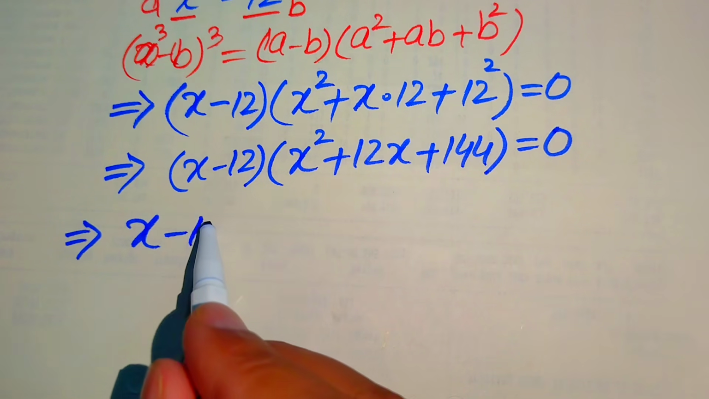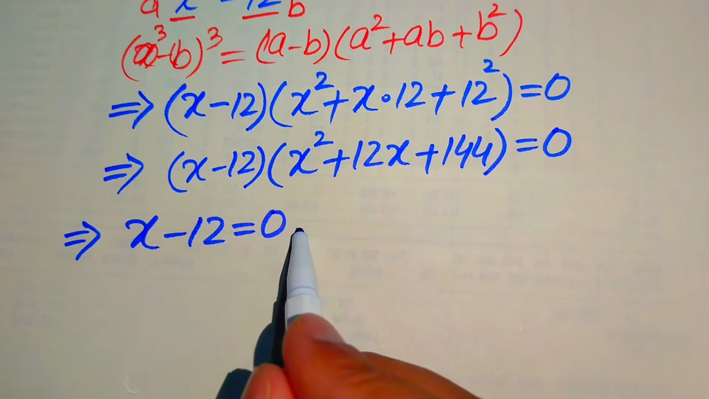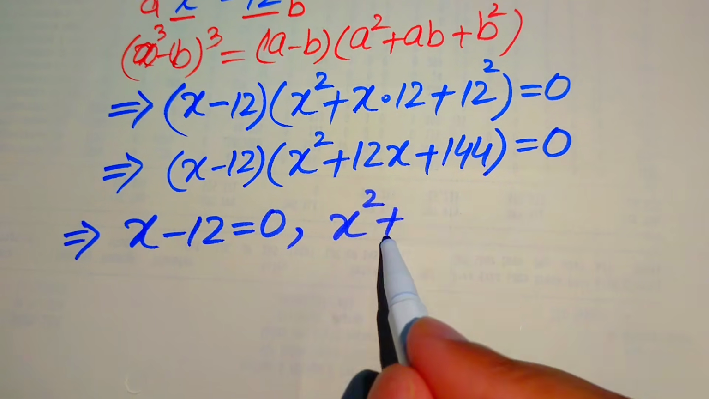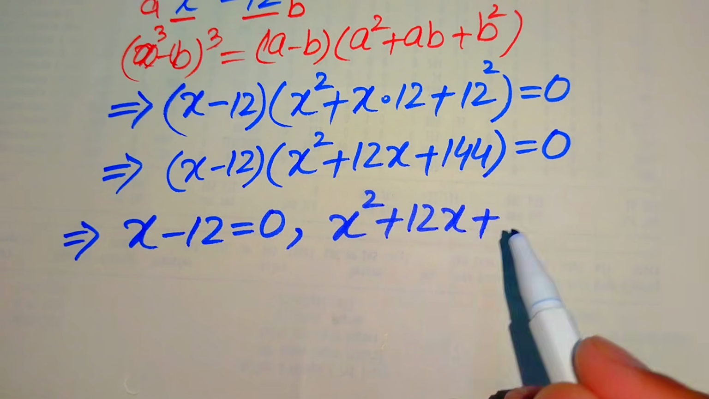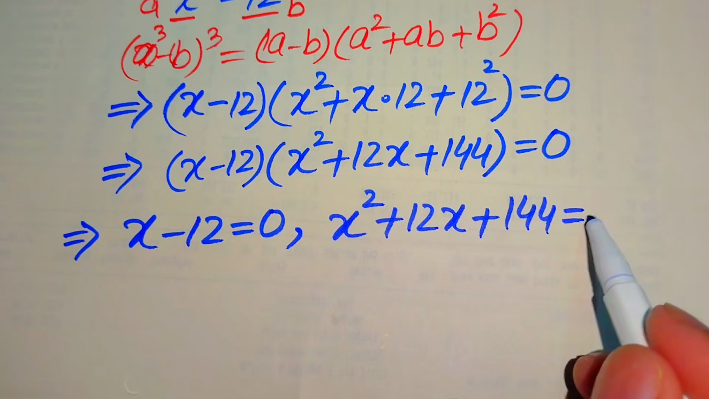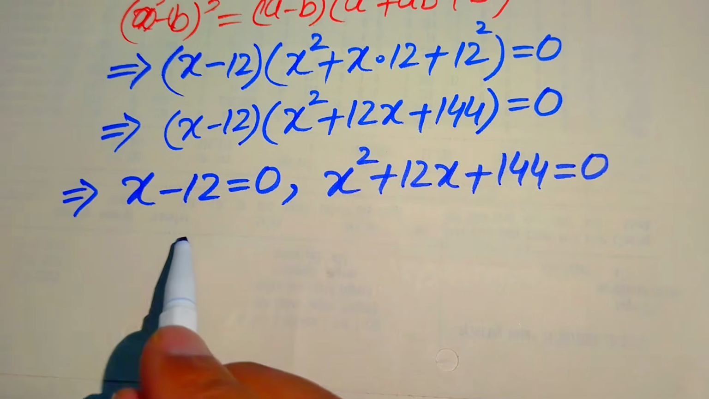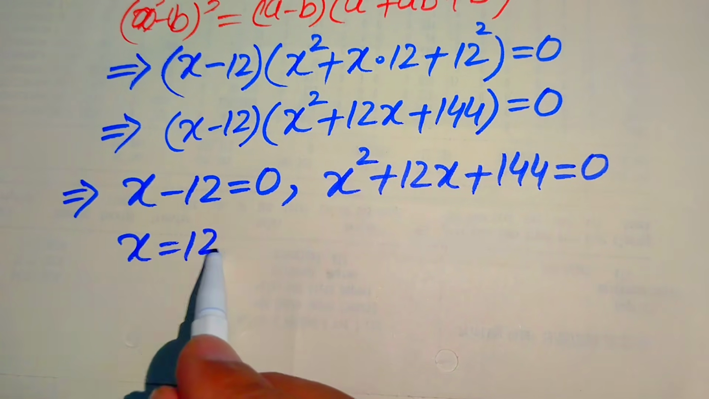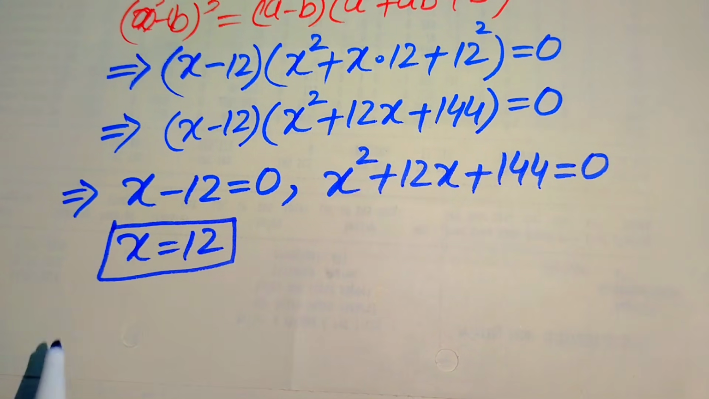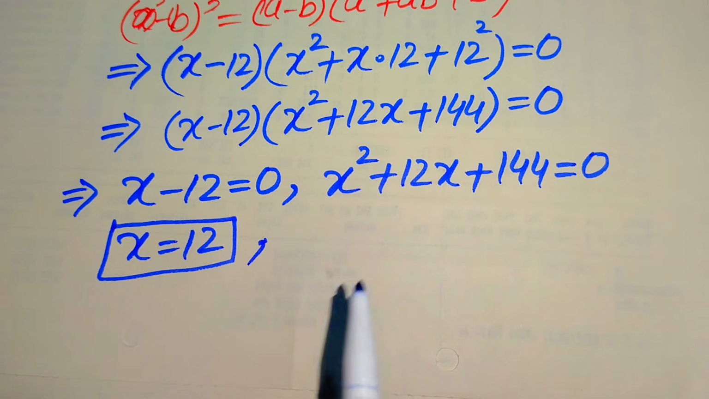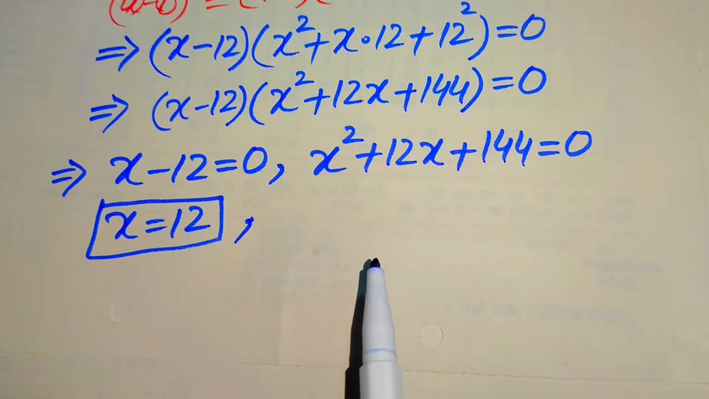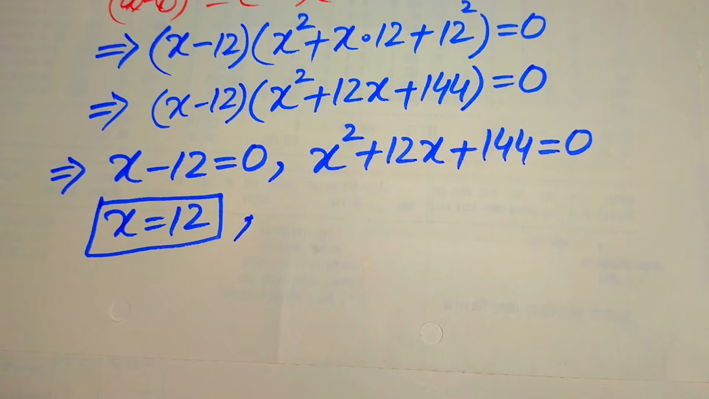Now we divide this equation into two cases. The first case is x minus 12 is equal to 0, and the second case is x square plus 12x plus 144 is equal to 0. From here we easily get the value of x is equal to plus 12. So this is the first root of the given equation, and you see that this is a quadratic equation, and we know there are four methods to solve a quadratic equation. The first method is factorization, the second is completing the square, the third is the quadratic formula, and the fourth is the graphical method.